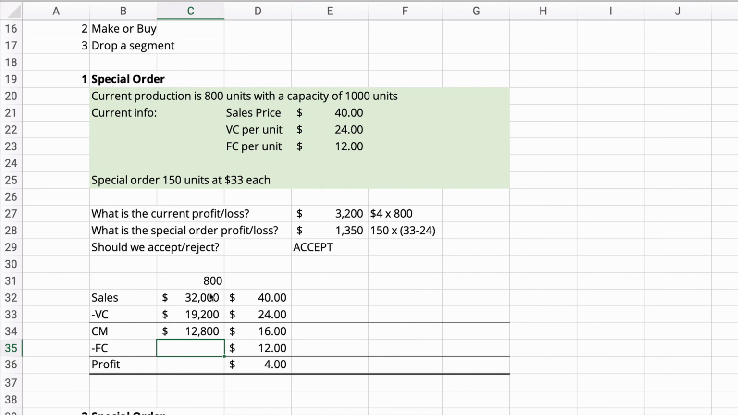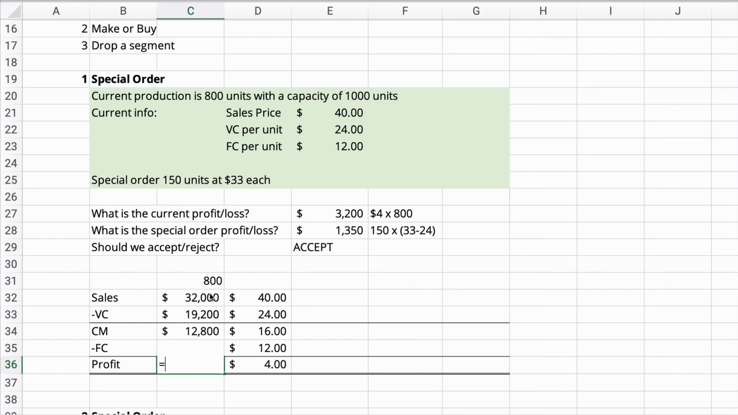Now, what's our fixed cost? Our fixed cost is 800 times 12. Now, the problem gave it to us as $12 fixed cost per unit. And you're really tempted to say, well, that next one costs $12. It doesn't. The fixed cost is fixed, right? The total is going to be $9,600.